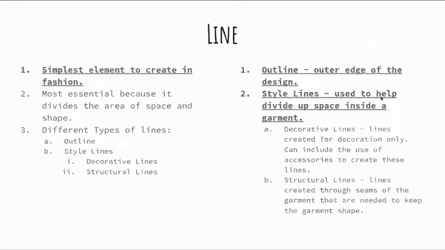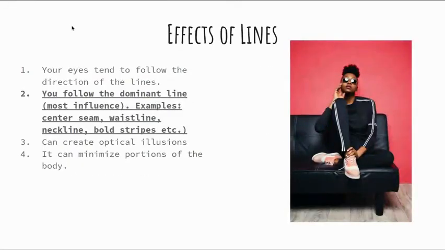So what does that look like in fashion? Well, we know that our eyes tend to follow the direction of the lines. If you guys have taken an art class, these are the same elements and principles, but now we're just applying them to fashion. So our eyes do tend to follow the most dominant line because that line creates the most influence. It also helps break up space and shape within your garments, and we're going to learn about space and shape later on. Examples of a dominant line in a garment would be your center seam, your waistline, or bold stripes.